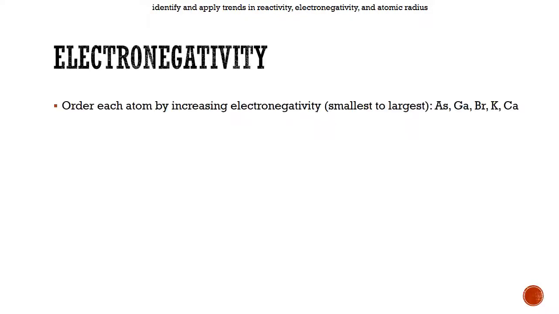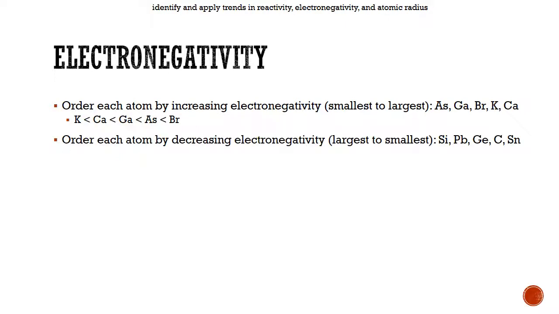So again, like with atomic radius, we want to be able to order elements by their reactivity, or in this case electronegativity. So here I ask you to order each atom by increasing electronegativity, so smallest to largest. And I do happen to just use the same elements I did on the previous questions, so we kind of already know where they are. All these elements here are in the same period, so working left to right. If I want to go smallest to largest, I want to go from left to right across the period. So that would be potassium farthest to the left, followed by calcium, gallium, arsenic, and bromine.